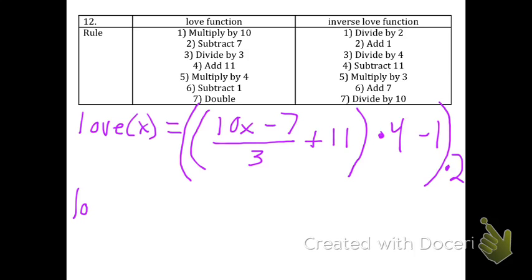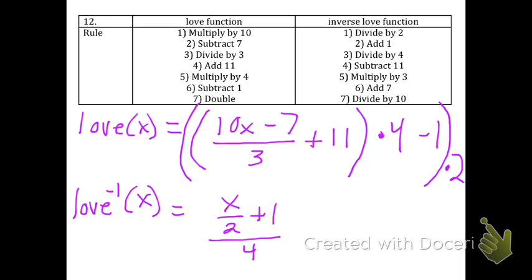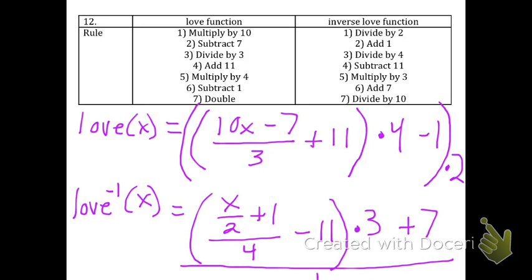Next one, for the inverse love function. Alright, first thing we're going to do is divide by 2. Then add 1. Then we're going to divide by 4. Then we're going to subtract 11. Then we're going to take that whole thing and we're going to multiply by 3. Then we're going to add 7. Then we're going to take that whole thing there and divide by 10. Got a little squish down there at the bottom.